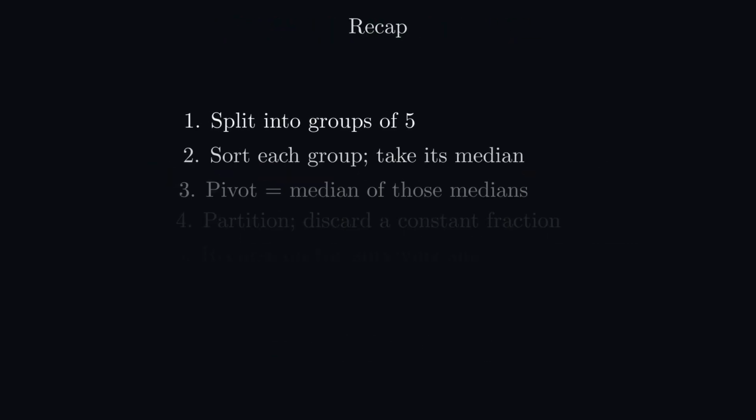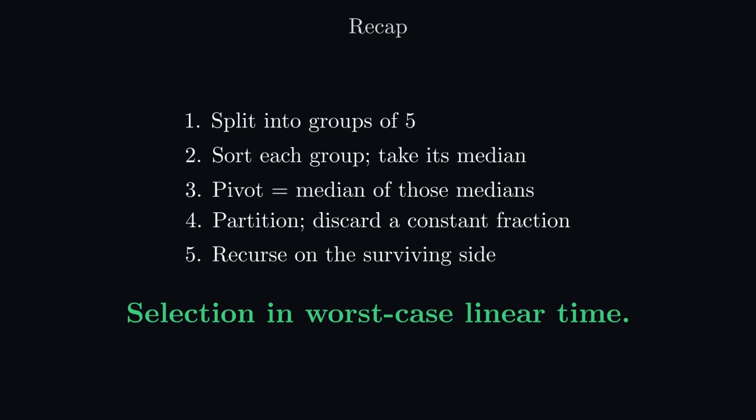In summary, split the array into groups of 5. Find each group's median, take the median of those medians as the pivot, partition the array, and recurse on the surviving side. That is the median of medians algorithm. Selection in worst-case linear time.